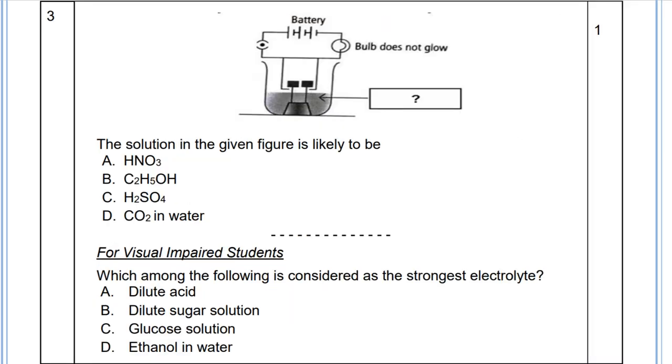Question 3. The solution in the given figure is likely to be A. Nitric acid. B. Ethanol. C. Sulfuric acid. D. Carbon dioxide in water. Correct answer is D. Carbon dioxide in water.